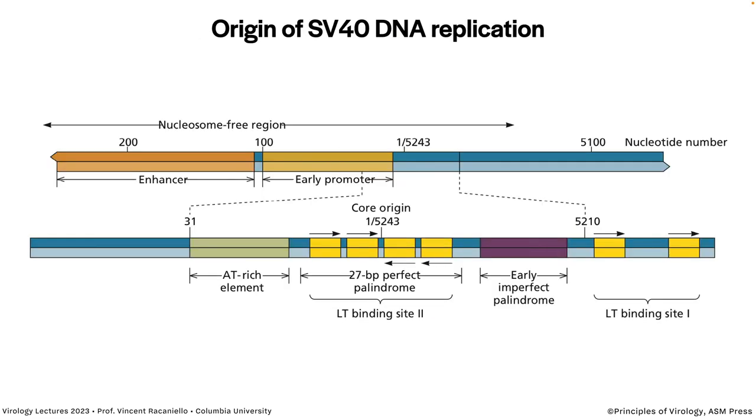Let's take a close look at the origin, just so you get a feeling for what it's like. It's pretty complex. Here at the bottom is the origin of SV40. That is double-stranded DNA. This is where base one is, and 5,243, right? They're the two of them right next to each other. And the origin is shown with the dotted lines there. That's what comprises the origin.